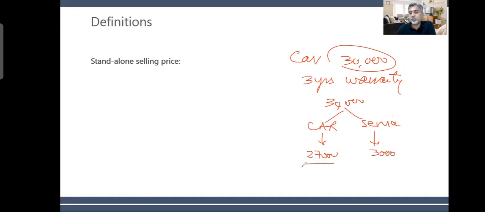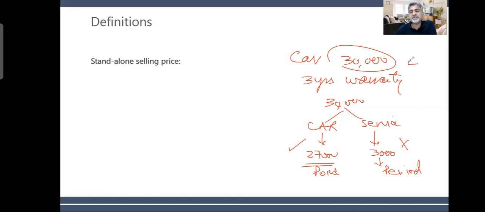This one is point in time, and this is period of time. You can record this revenue because you already have delivered the car, but you cannot record this revenue because you have not delivered the service yet.